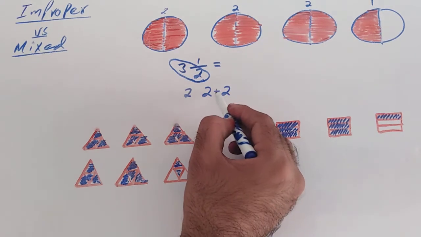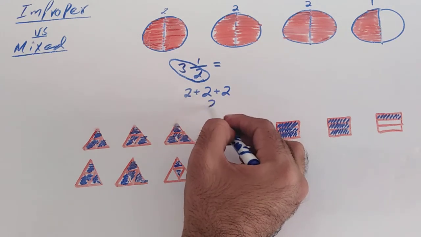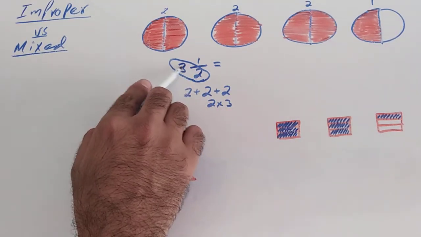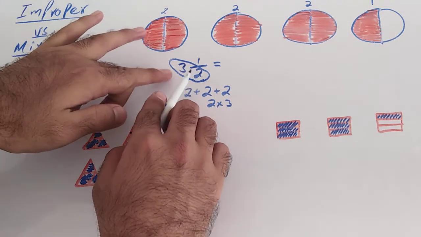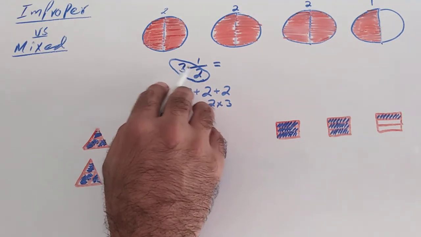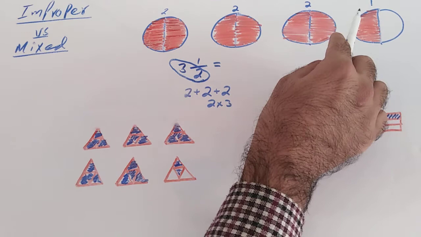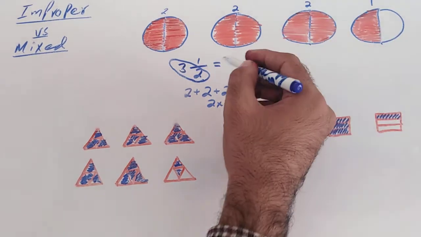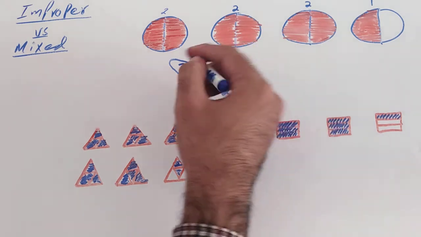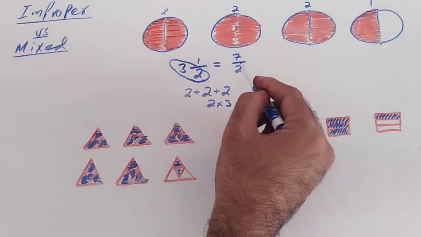So basically you are just adding them, or you are just multiplying 2 with 3, just to get the improper fraction. So 3 times 2, it will be 6. And then you can see there is one more part shaded over there. So if you count one more also, you will get 7 parts are shaded in all, out of 2 parts, because 2 parts are there in a whole. So it will be 7 over 2 this way.